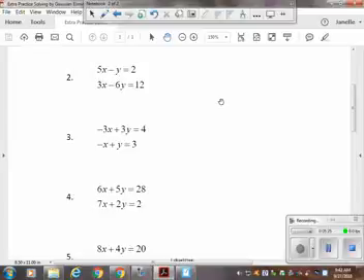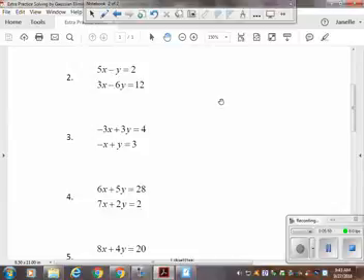5x minus y equals 2 and 3x minus 6y equals 12. We have to choose, because there isn't a variable right now that's going to drop out on its own. Do I want to make the x's alike or the y's alike? If I make the x's alike, one of them's going to need to be times 3 and the other one times 5, and I'll have to change both formulas, and use a negative. If I make the y's alike, I could just change the first one.